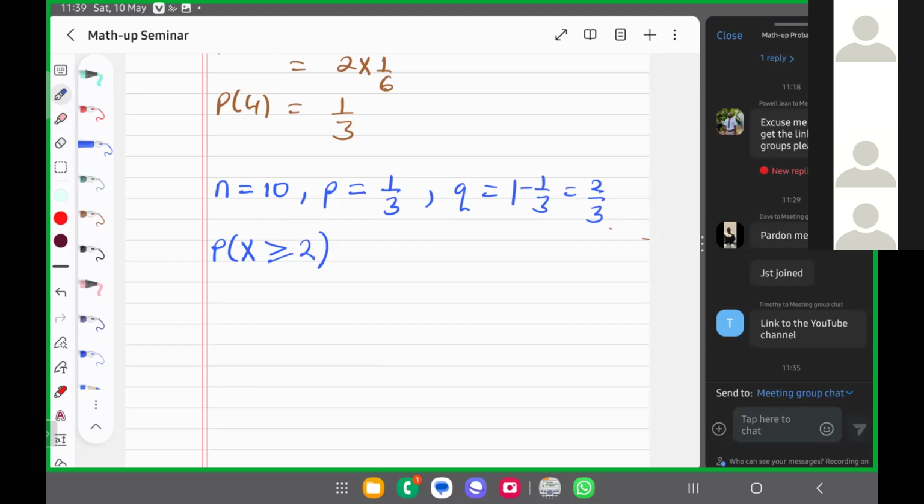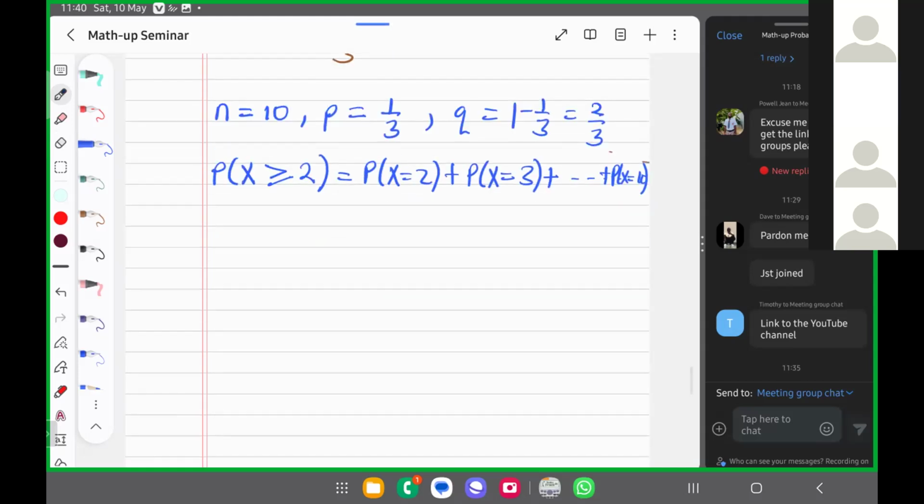And when you're using your calculator, it means that you'd have to get individual probabilities. Which means that if I had to get the probability of x being greater than or equal to 2, we would have to get the probability of x being equal to 2 plus x being equal to 3 plus so on, plus the probability of x is equal to 10. But realize that that would be very tedious. So we can look at this the other way around.